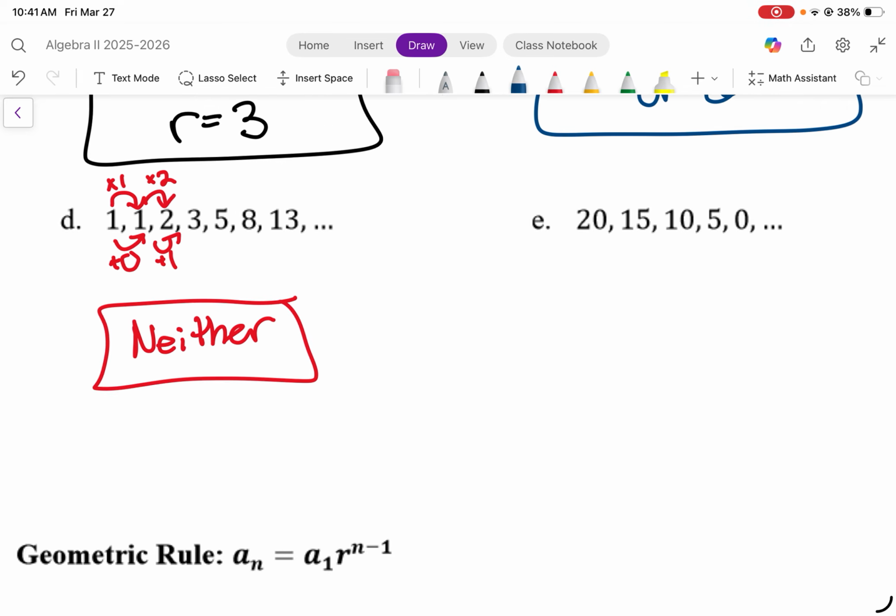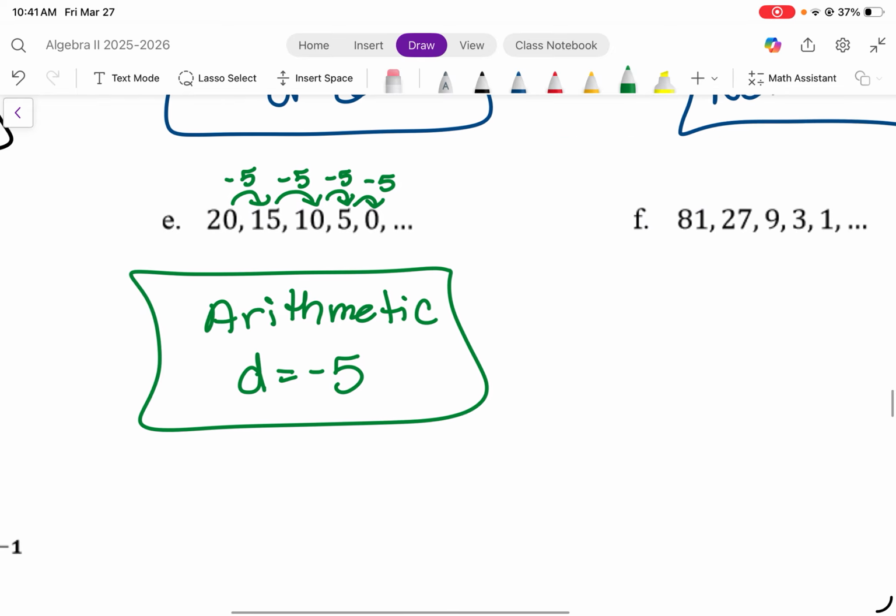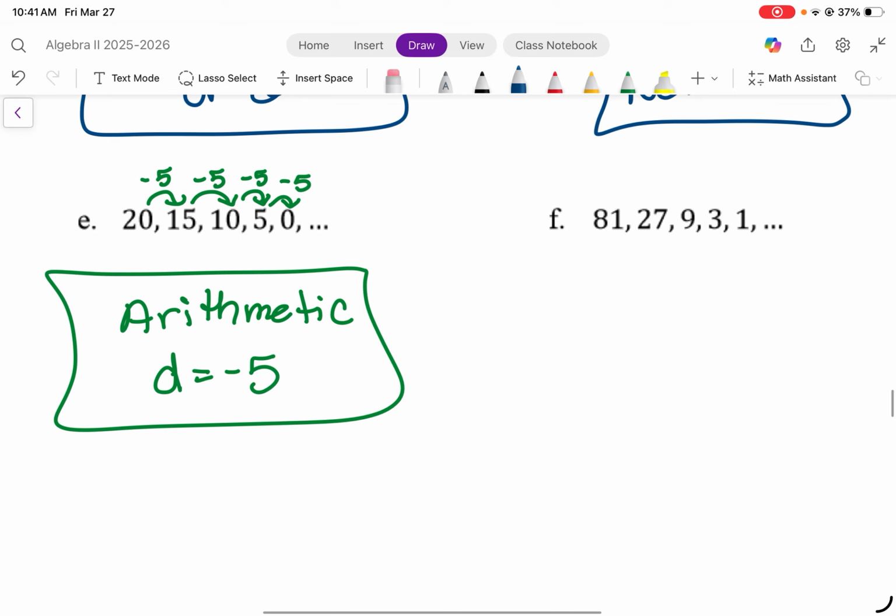Then if we look at E, this one looks like we're subtracting 5. And if I keep looking, that pattern does continue. So that one is arithmetic with a common difference of -5. Okay, and then the next one.